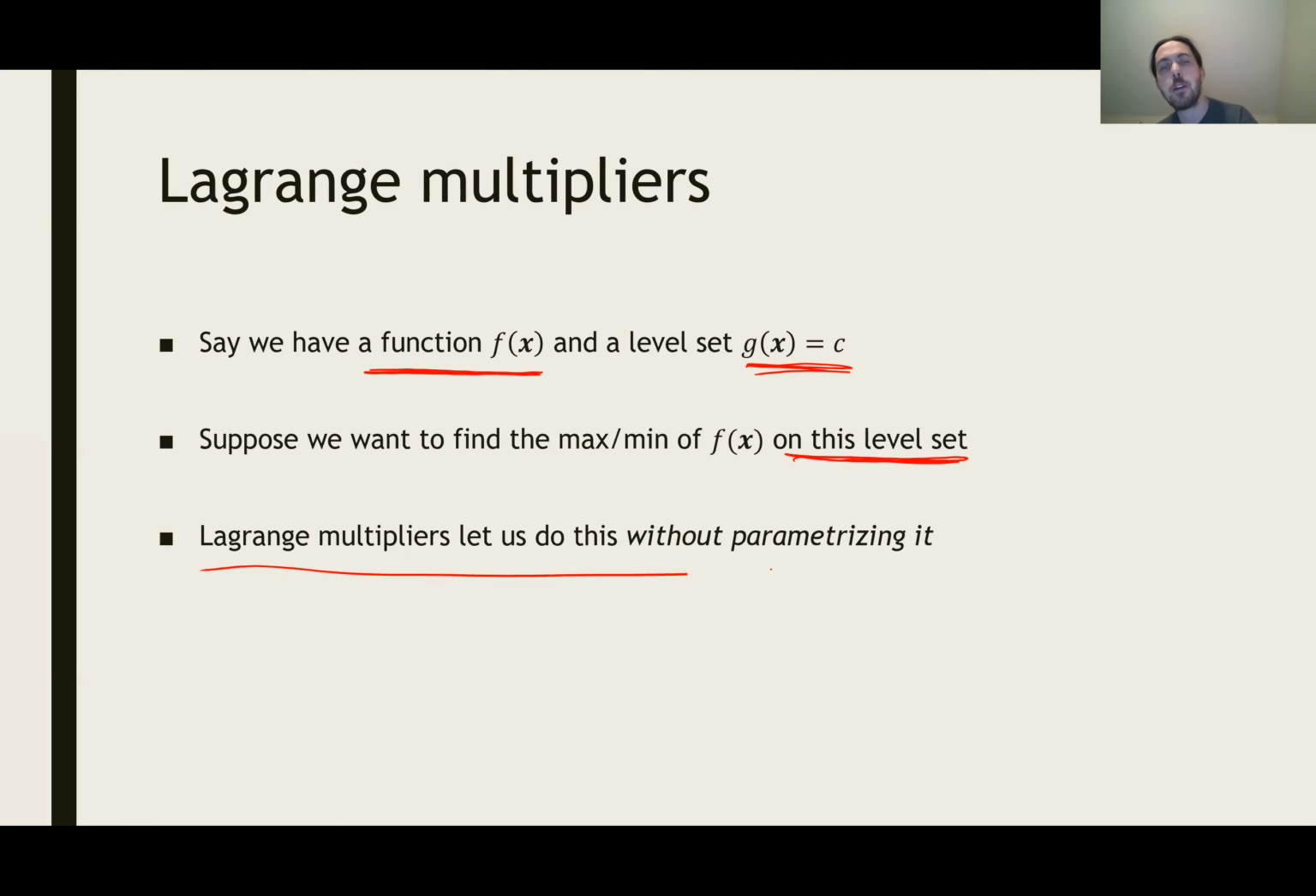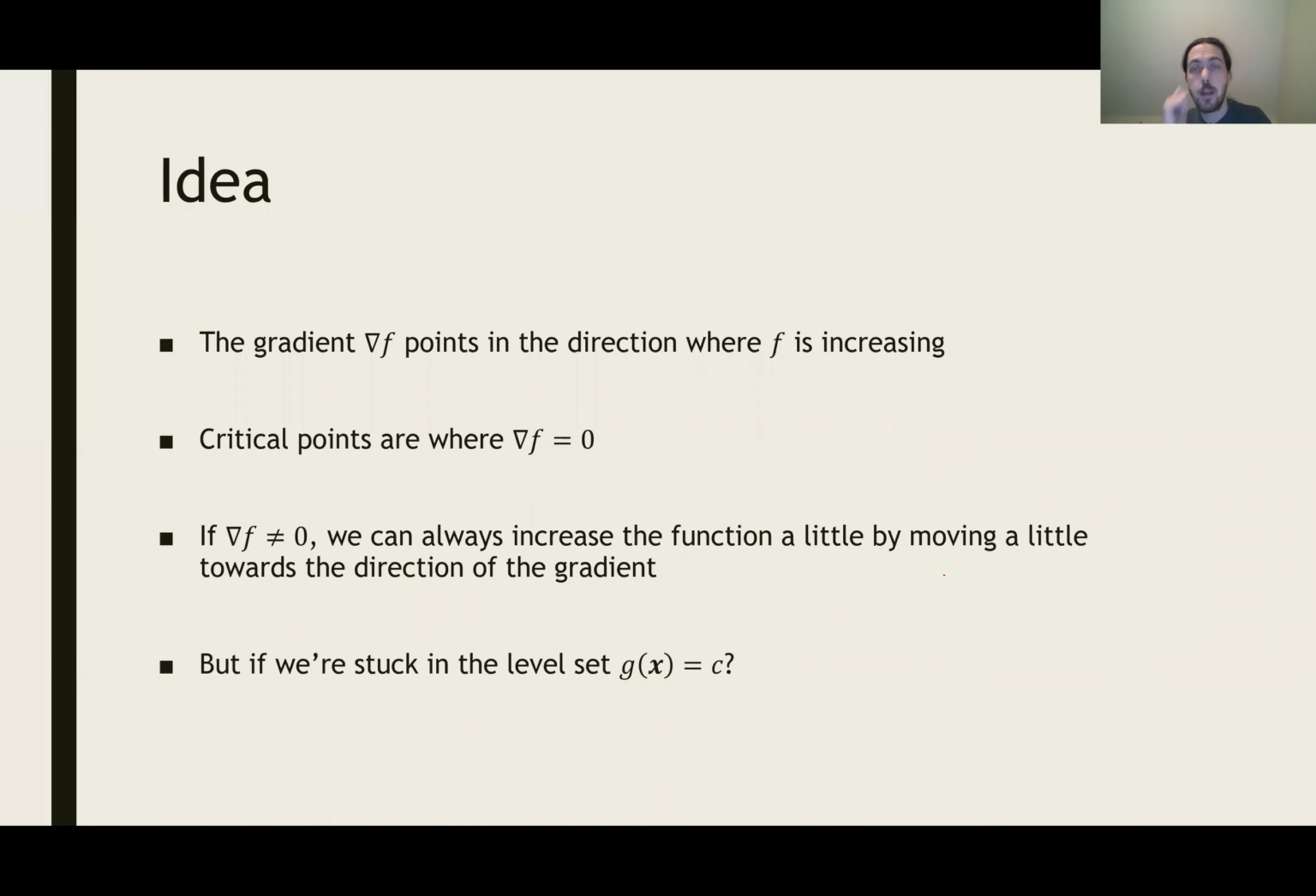And what Lagrange multipliers let us do is do this without finding a parameterization. We don't have to parameterize the level set. We instead use a method that secretly introduces an extra variable that we have to solve for instead. So here's the geometric idea behind it.